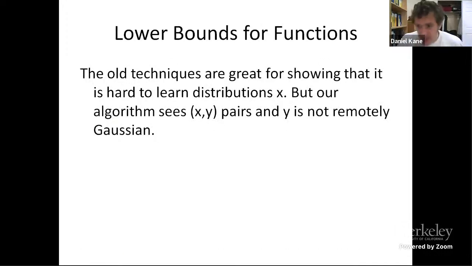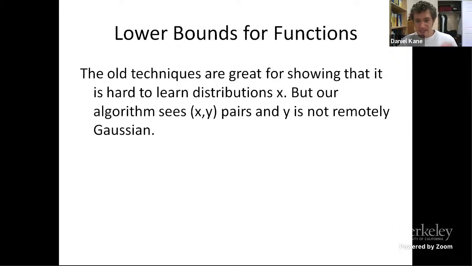Now, the non-Gaussian component analysis technique is great for showing that it's hard to learn distributions. But in our algorithm, we're trying to learn functions. Our algorithm sees this distribution over pairs x, y, but y is Bernoulli. Y is a plus or minus one random variable. There's no way we're going to be able to fool a statistical query algorithm into thinking that y is maybe Gaussian distributed when it's really plus or minus one.